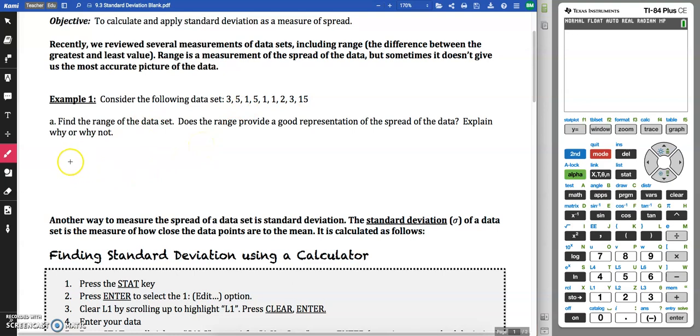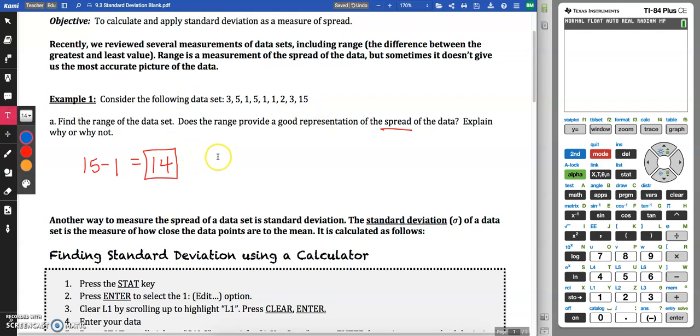Okay, so let's do our range, max minus minimum, 15 minus the minimum of 1 equals a range of 14. Now, we're wondering, is this a good representation of the spread? Well, if we look at this data, it doesn't look like very many of our pieces of data are actually close to our range, 14. There's only one. So if I were answering this question, I might actually say no.